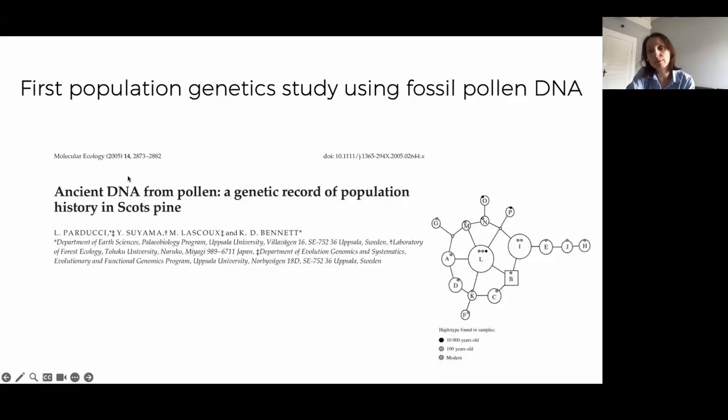And then there was a bit of a gap in the fossil pollen DNA research until about the mid-2000s, when there was this paper from Parducci. This was the first study that went beyond just the taxonomic identification idea and actually demonstrated that it is possible to track population dynamics using fossil pollen DNA. They did this for Scots pine, Pinus sylvestris. They took pollen grains from a single lake site that were 110,000 years old. They successfully extracted DNA, and they showed that there was population continuity at that site through 10,000 years.